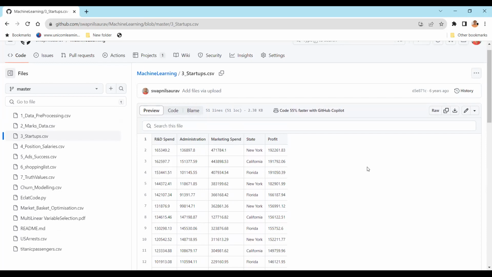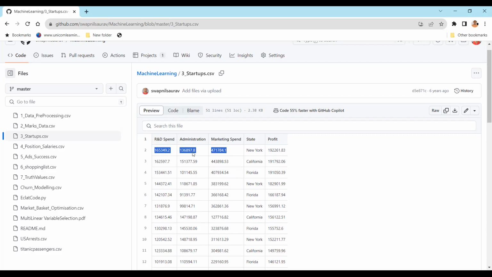For this one, we will do state. What else? Anything else? What about scaling, normalization? Should we do it here or not? Not required, because even though these numbers are big, all the columns have a similar range. Here you have 6 digit, 5 digit, 5 digit, 5 digit and 6 digit. They are in a similar range.